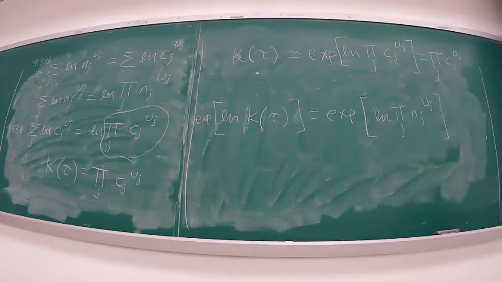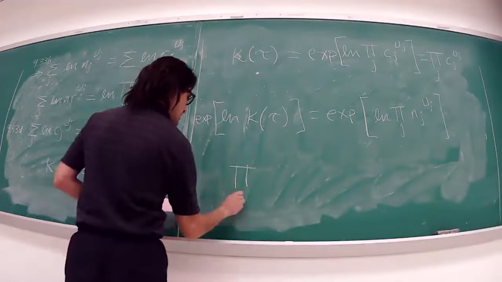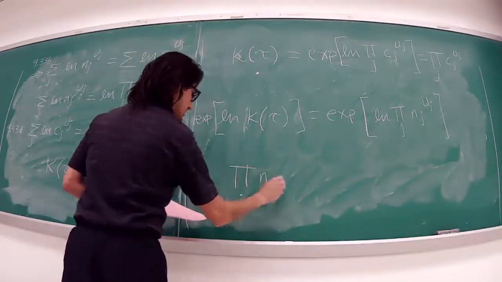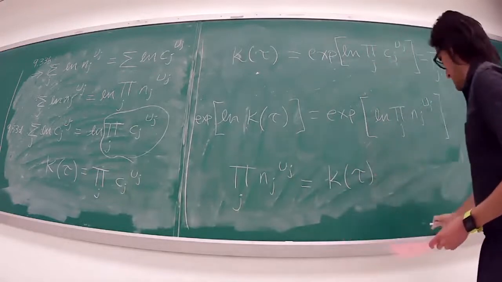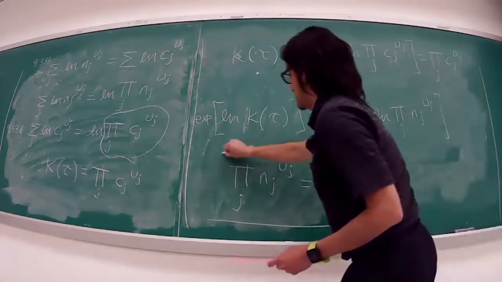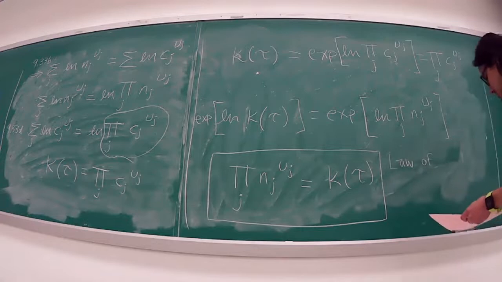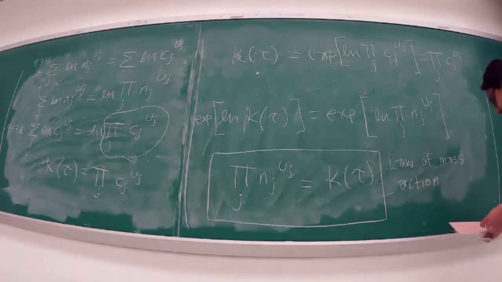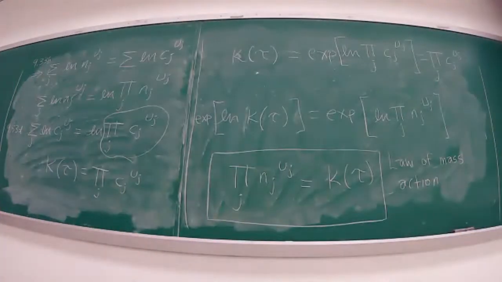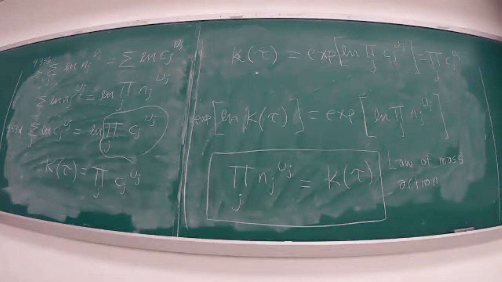So from these, I'm just going to write the final version: the product for the chemical species of Nj to the nu j is equal to the equilibrium constant. This is called the law of mass action. So the product of the concentration Nj of the reactants is a function of the temperature only.